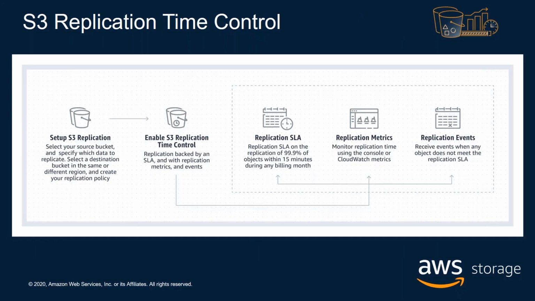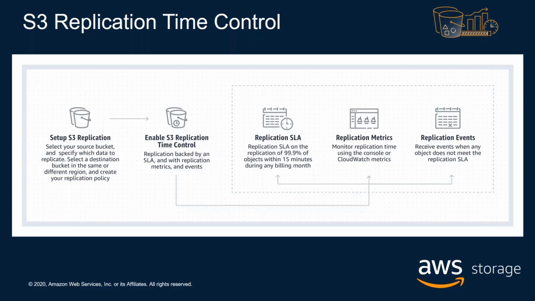RTC helps you meet compliance or business requirements for data replication and provides visibility into S3 replication times. Typically, S3 RTC replicates most objects that you upload to S3 in seconds, and 99.99% of those objects within 15 minutes. It's interesting to note that RTC is backed by an SLA that states that customers will be eligible to get a service credit in the event that AWS S3 does not meet the RTC feature commitment of replicating 99.9% of objects within 15 minutes.